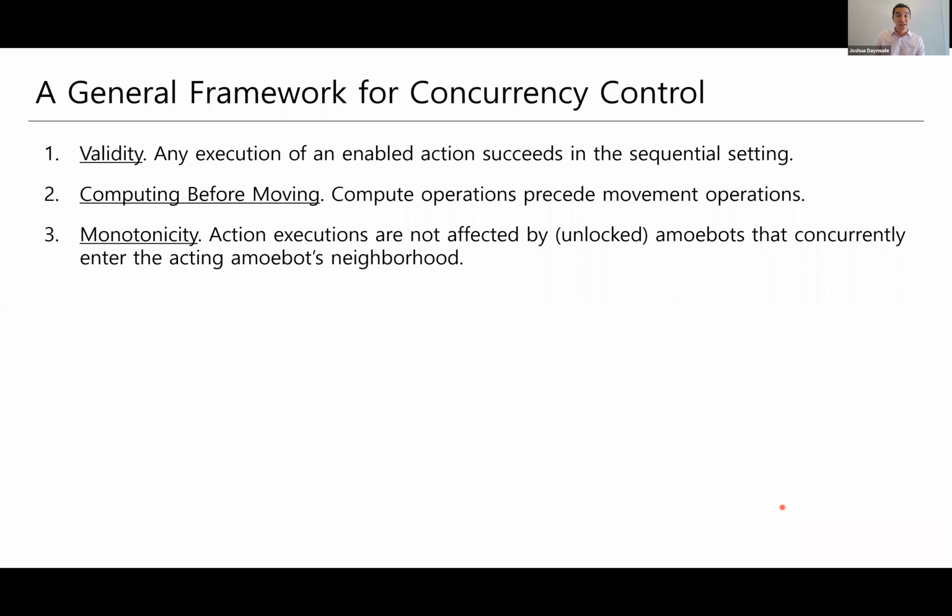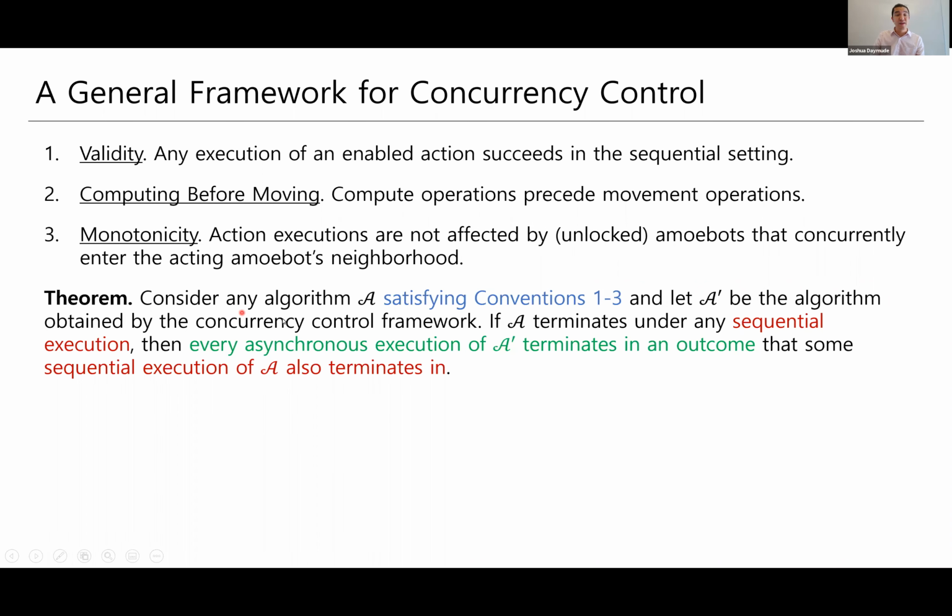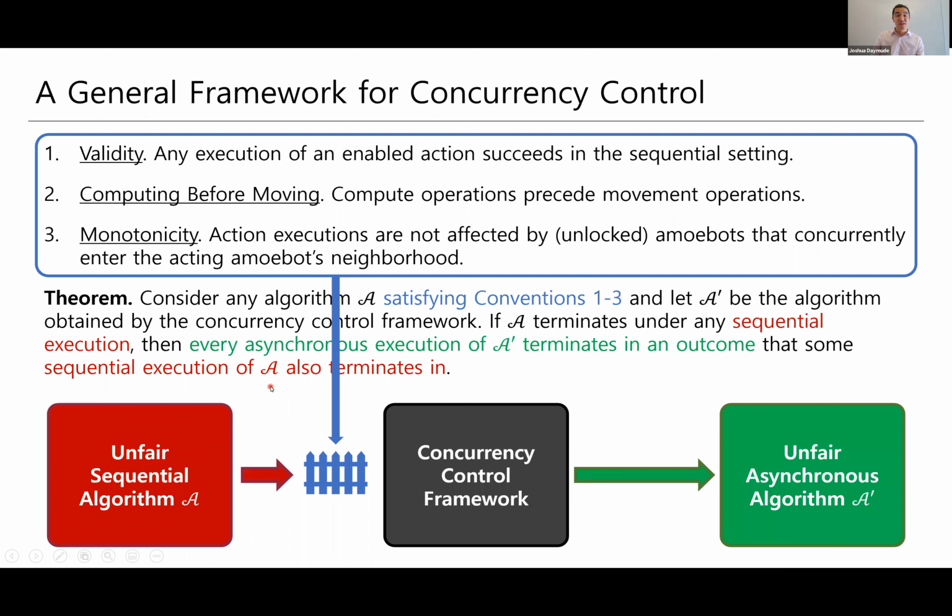So with these 3 conventions in place of validity, computing before moving, and monotonicity, we are able to prove the following theorem. If you have an algorithm A satisfying conventions 1 through 3, and A prime is the algorithm that the framework gives you, then, so long as A terminates under any sequential execution, every asynchronous execution of A prime terminates in an outcome that some sequential execution of A could also have terminated in. That means that we get this pipeline. We started with an algorithm A. If it satisfied these conventions, then we get this new algorithm A prime, and these do end up in the exact same outcomes. So we know that sequential correctness gives us asynchronous correctness.